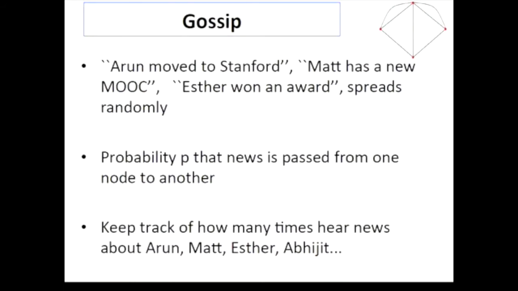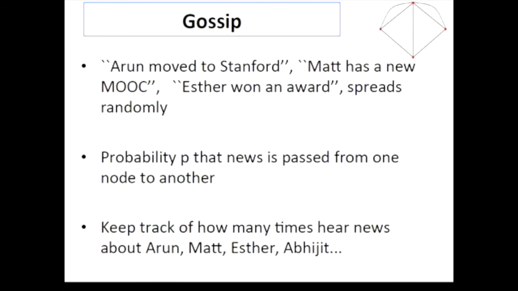So now here's where the gossip comes in. Let's think of a town gossiping. What we're doing is now we're just starting a bunch of things. So Arun moved to Stanford. Matt has a new MOOC. Esther won an award. We just start spreading this kind of information out.